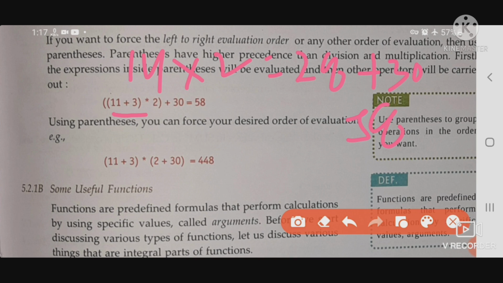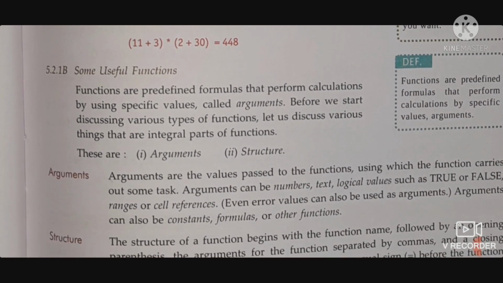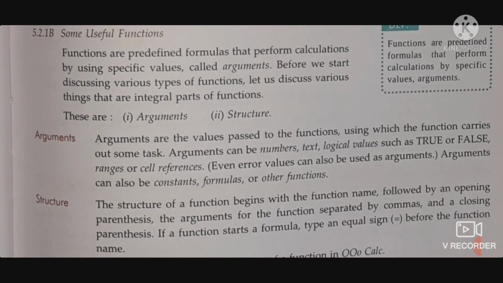But in this example, first it will do 11 plus 3, 14, because first the parenthesis will get solved, because brackets come earlier than multiply. And then addition, 20 plus 30 plus 2 is 32. Now if you multiply, you will get the answer 448. So it means with the help of parenthesis we can change the order of calculations.